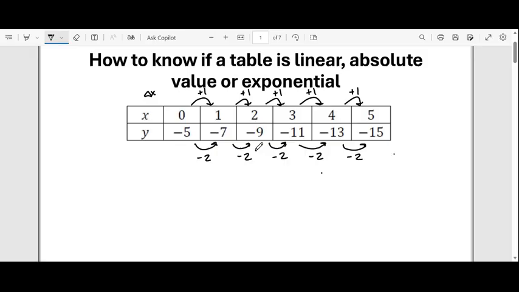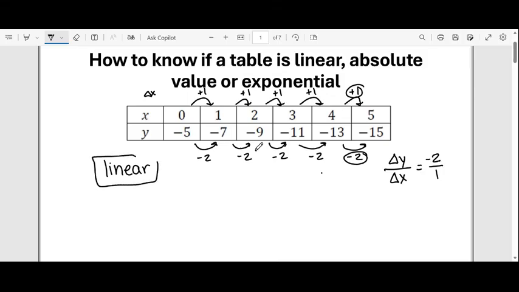Whenever we have a constant rate of change, and our rate of change is our delta y over delta x, whenever it's constant like this, our -2 over +1, we know that this is going to be a linear equation. And we know that because throughout the whole table, the rate of change is -2 over 1. And it won't always look so simple. Sometimes it'll go up by 2 on your x's and down by 4, but it's still linear because -4 divided by 2 is still equal to -2. So we know that this is a linear table.